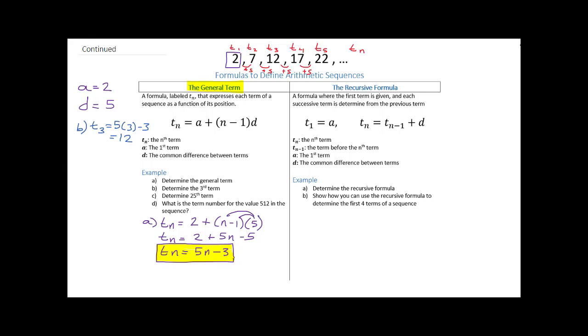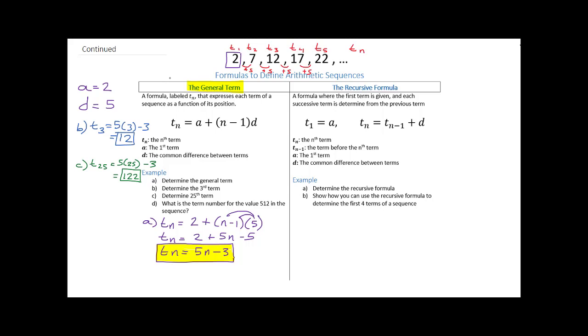All right, determine the 25th term. Let's do part C here. All right, term 25. Well, T25 is 5 times 25 minus 3. All right, so I'm really squishing it in here. So what's 5 times 25? 125. 125 minus 3 would be 122. So if we wanted to find that term, there we go. So we can use these formulas to find other terms in the sequence.